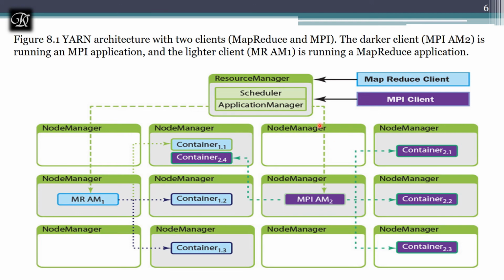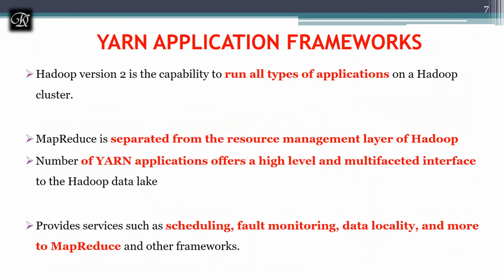And you can see there are some dotted lines passed over here. These lines specify the heartbeat signal and the logical connection between the application master and the container, and the application manager and the application master. Next we will see YARN applications.